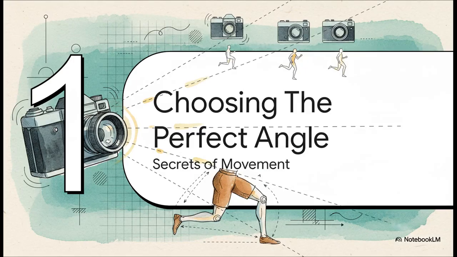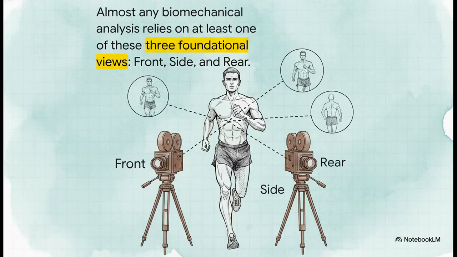All right, first things first, let's talk about choosing the perfect angle. This is our first major pillar, and it is all about perspective. Seriously, where you put your camera isn't just about what's convenient. It literally determines what you can see and what you can't. The right angle can reveal all the secrets of a movement, while the wrong one, well, it just hides them in plain sight. So where do we start?